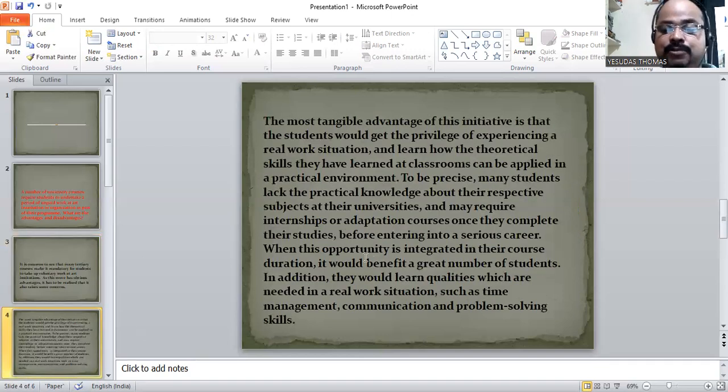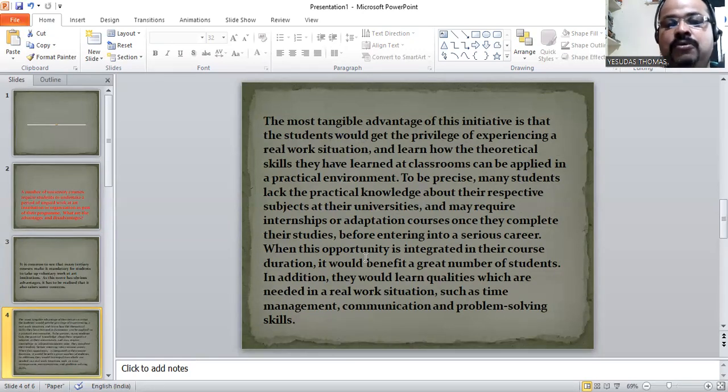So this is the advantage paragraph. The most tangible advantage of this initiative is that the students would get the privilege of experiencing a real work situation and learn how the theoretical skills they have learned in classrooms can be applied in a practical environment. And this is a lengthy sentence, but it has a lot of content there. You need to see which is the most tangible, which is the most visible advantage of this particular initiative. And that's what we have said.